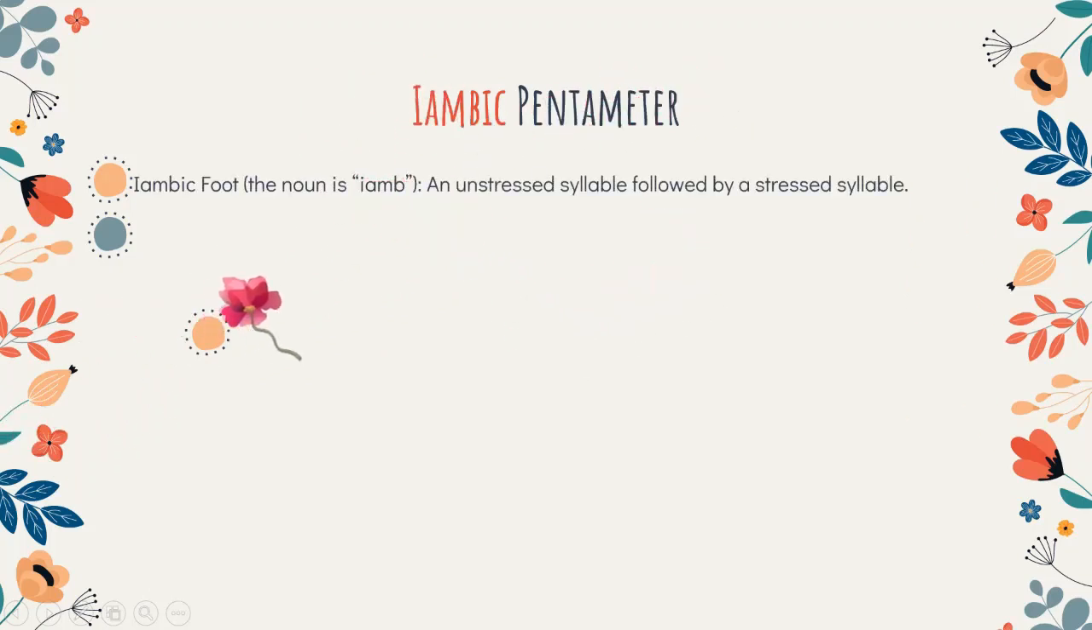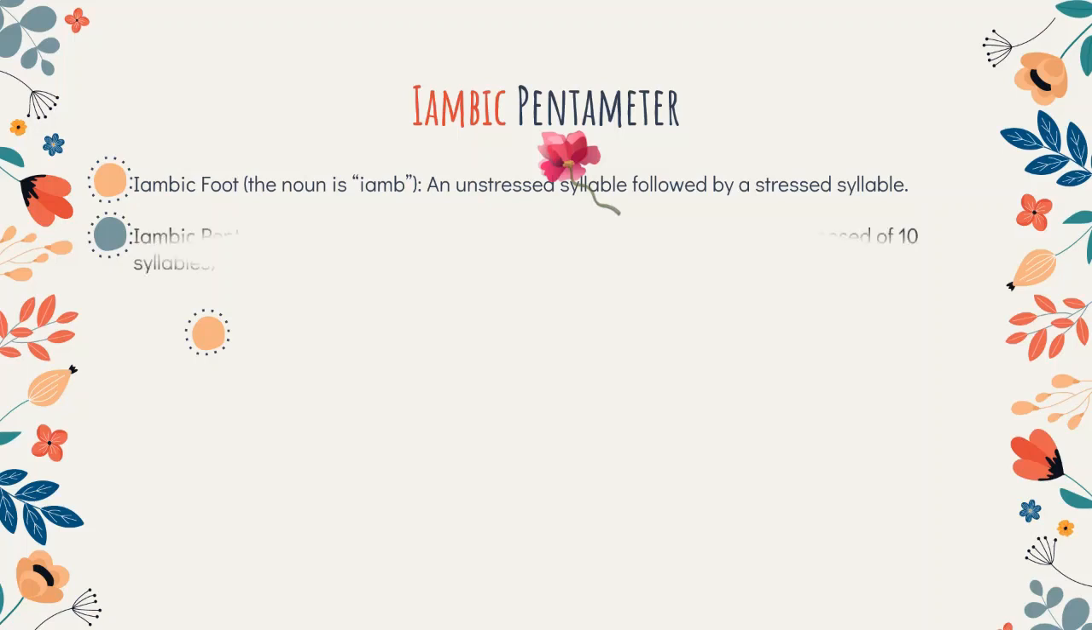The noun is iamb, and an iambic foot consists of an unstressed syllable followed by a stressed syllable. So the combination of unstressed, stressed makes an iambic foot. And when we say iambic pentameter, we mean that there are five such feet. So unstressed, stressed, unstressed, stressed, unstressed, stressed, unstressed, stressed, unstressed, stressed. This is like the heartbeat, for example.